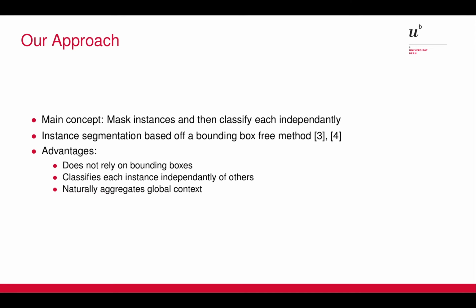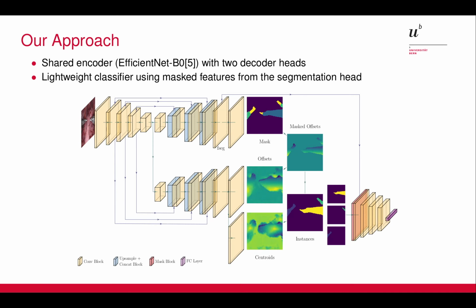For one, our instruments can be of any size, shape, and rotation, as we do not rely on bounding boxes. Then, even with overlapping instruments, we can classify every instance independently of the others, as we first extract a pixel-wise mask before classifying it. Finally, our method naturally aggregates global information to achieve a coherent prediction for all pixels in an instance. This diagram below depicts the network architecture that our method uses.